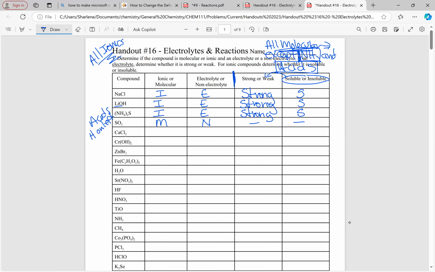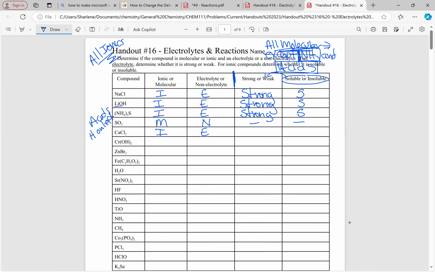Step number 1. Is it ionic or is it molecular? It's ionic. All right, I hope everybody right now is going, oh my goodness, this feels just like when we did nomenclature. Yep, that's one of the reasons I pushed nomenclature. All right, it's ionic, so therefore it is an electrolyte.